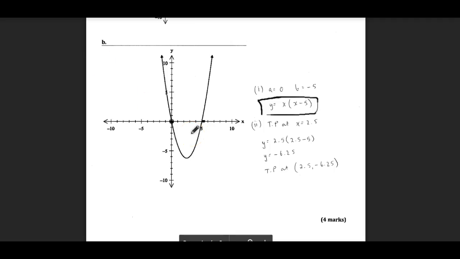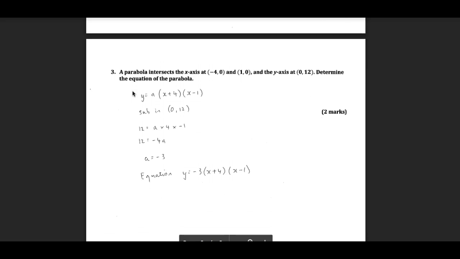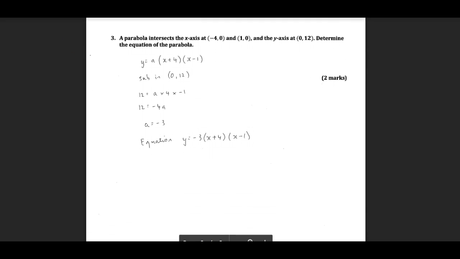Okay, so there we've got x equals 2.5. Substitute that into your equation, and then we're left with negative 6.25. And you can see that on the graph, there's 2.5, and then your y-coordinate is just past the 6. Okay, so you can always check on your graph whether you're correct. Those types of ones are a bit harder to do on your calculator. All right, and then last question.